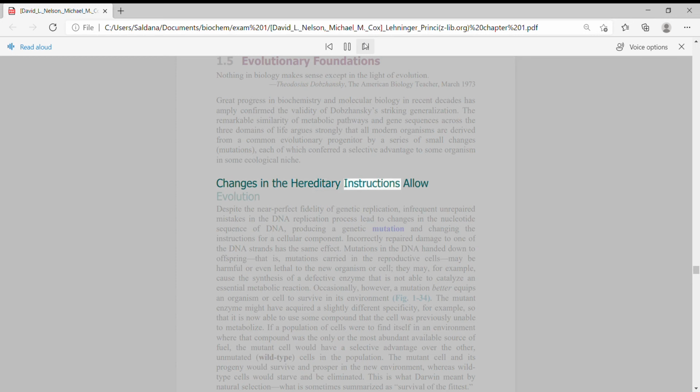Changes in the hereditary instructions allow evolution. Despite the near-perfect fidelity of genetic replication, infrequent unrepaired mistakes in the DNA replication process lead to changes in the nucleotide sequence of DNA, producing a genetic mutation and changing the instructions for a cellular component. Incorrectly repaired damage to one of the DNA strands has the same effect. Mutations in the DNA handed down to offspring, that is, mutations carried in the reproductive cells, may be harmful or even lethal to the new organism or cell.